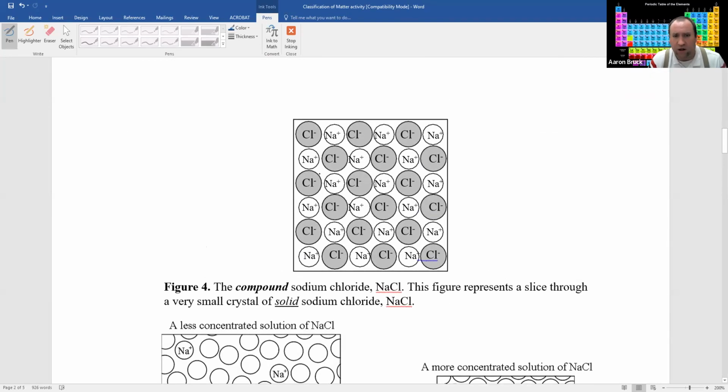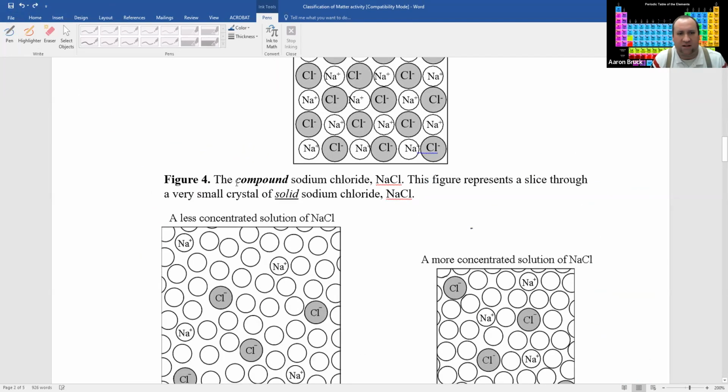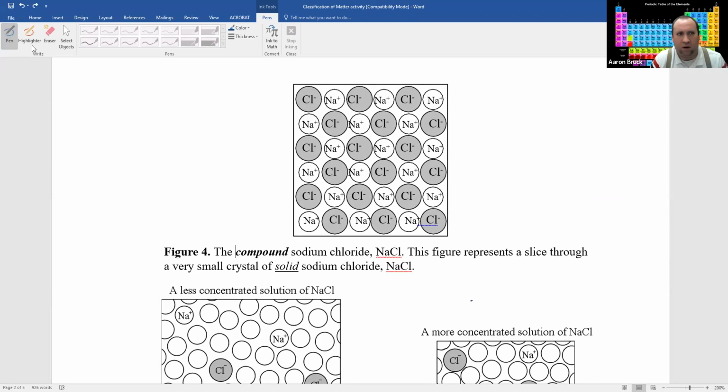In figure 4 here, we're getting a look at what is called an ionic compound. And this ionic compound, NaCl, has some of the same characteristics. I can clearly see I've got one sodium and one chloride in this kind of ratio.